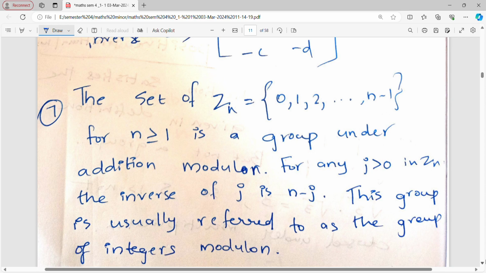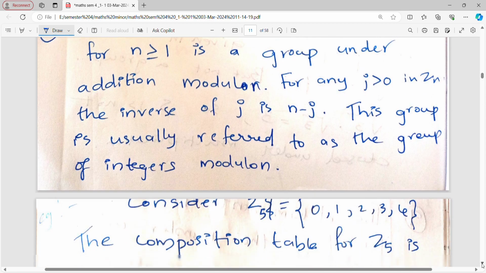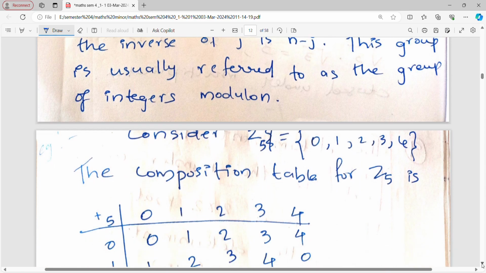Okay, so there is nothing complex here. With the example it will get clarified. So consider Z5, 5 elements, right? Zn means n elements. So why is the last number n minus 1 for Zn? Because 0 is counted in the integers. 0 is counted here. So 0, 1, 2, 3, 4, 5 elements are done.